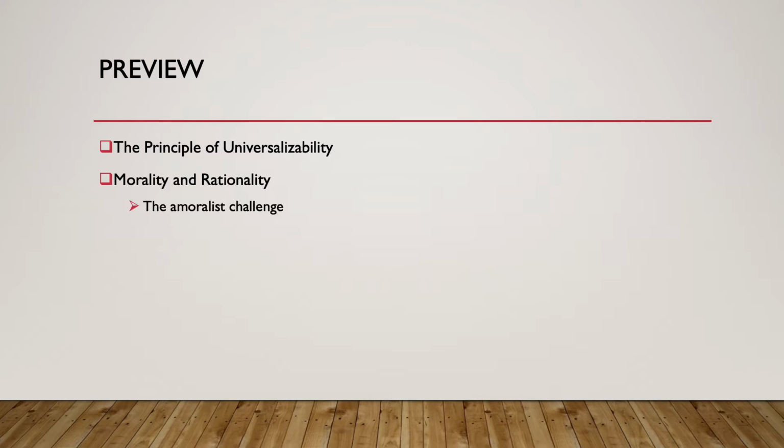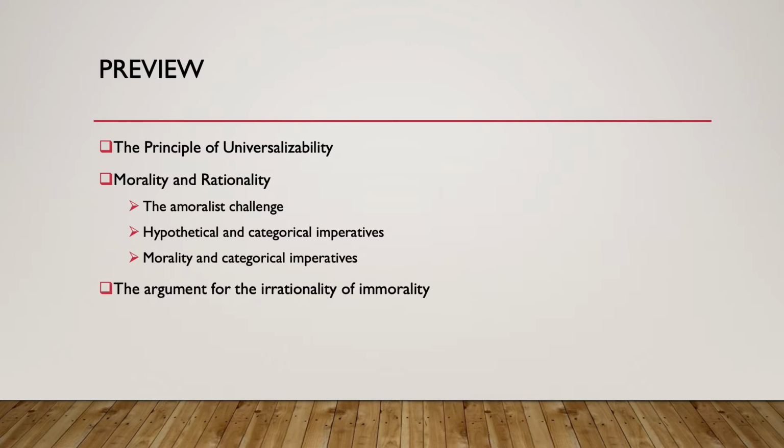And we'll look at a famous problem that goes all the way back to Plato, what's known as the amoralist challenge. Then we'll introduce some technical machinery that Kant introduces between what he calls hypothetical and categorical imperatives. Then we'll introduce Kant's view that morality issues what he calls categorical imperatives. This will lead into his argument for the irrationality of immorality.